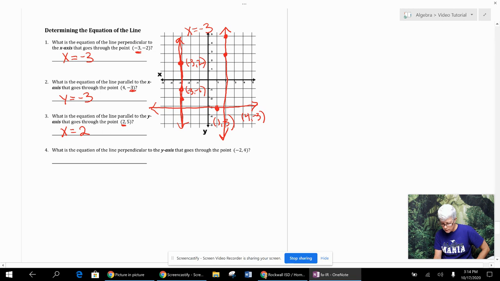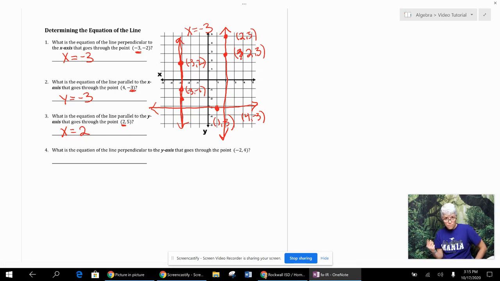Again, I can verify that. I can name a couple points. The original point was 2, 5. Another point is 2, 3. So again, both of the x's are 2, so I'm correct in stating that x equals 2.